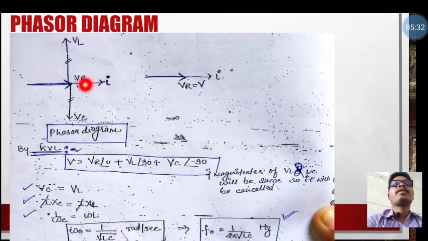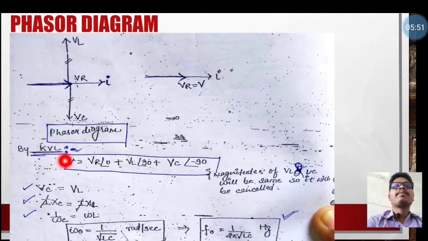So current and voltage are in phase with each other. This is our resultant voltage and current phasor. Here the current is the reference phase and the voltage VR is equal to V, the total voltage. How? Because VL is equal to VC, so VL minus VC is equal to 0.